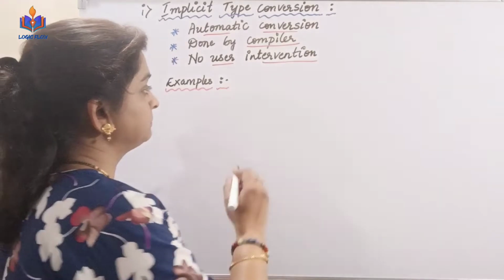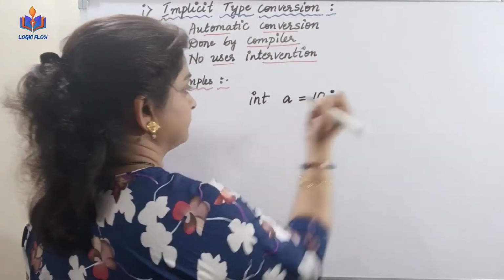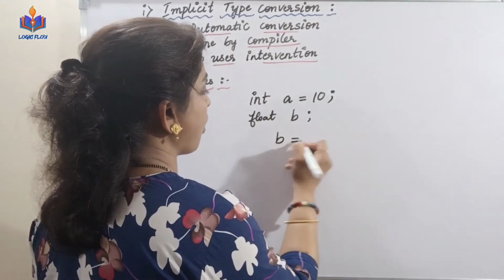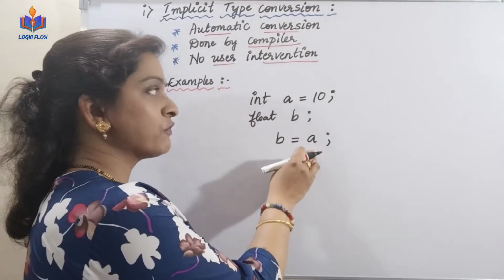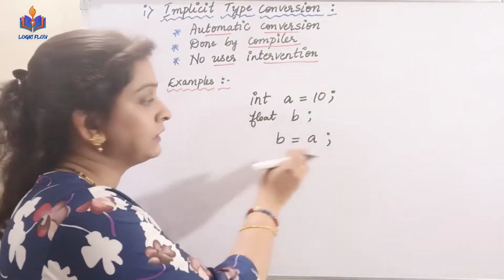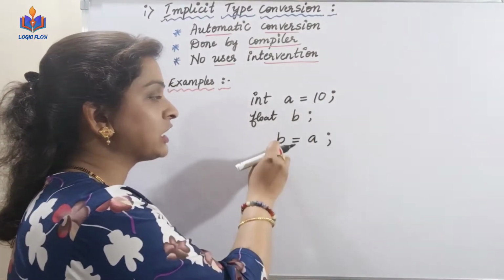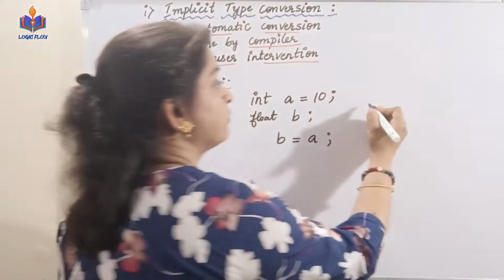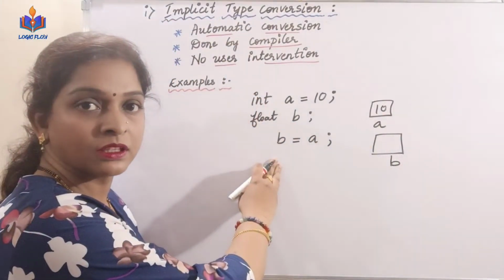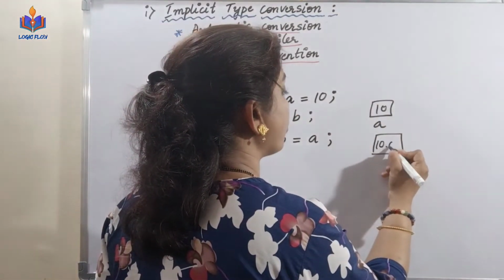Let us see one more example. I have an integer variable a, which is 10. Then let me take a float variable, say b. Then I'll assign the value of a to b. Actually, a is of integer type and b is of float type. When I store the integer value into the float variable, the compiler will do an automatic conversion. It will convert this integer data to float. This is an implicit conversion. So we have a, which is having 10, and b, which is getting the value of a. This integer data has to be converted to float and then stored here. So it will be stored in the form of float 10.000.